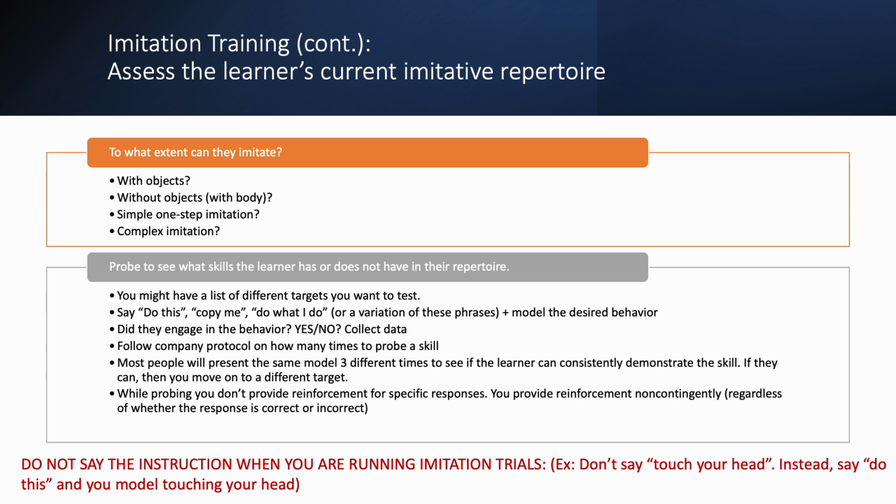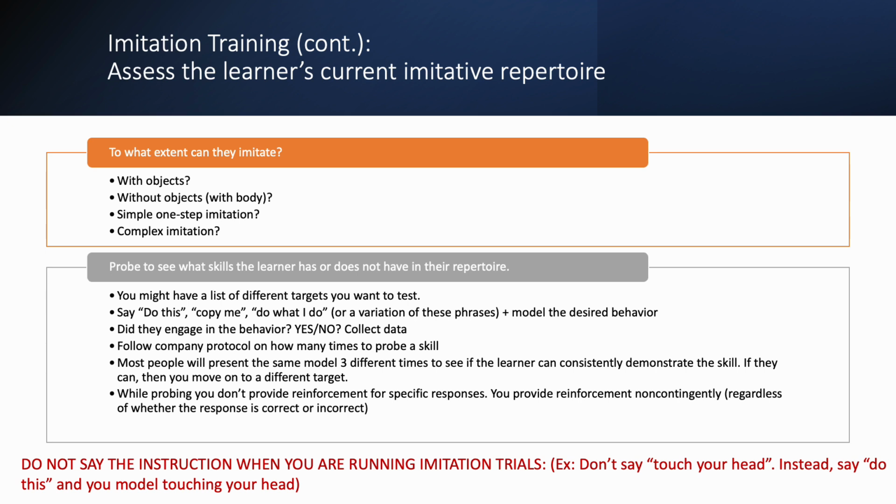If they engage in the response 3 out of 3 times, it generally means that they do have that response in their repertoire. It's a pretty strong and consistent response, and you can move on. You don't need to teach that particular skill. So what we are looking for when we are probing responses is whether the individual can engage in that response consistently, or do they not engage in it consistently, and should we teach this response.